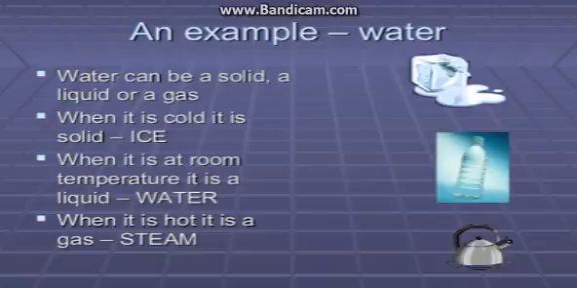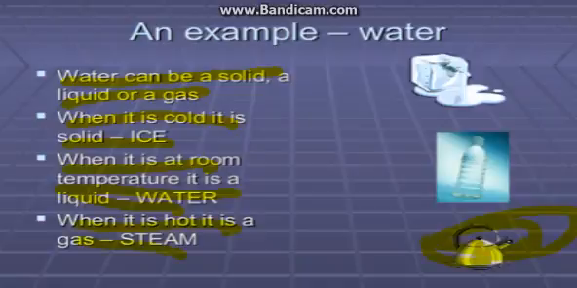An example, water. Let's move on to water. Water can be a solid, a liquid, or a gas. When it is cold, it is solid, which is ice. When it is at room temperature, it is a liquid, which is water. When it is hot, it is a gas, which is steam, like when you boil soup or something. Water is one of those unique things that can be a solid, a liquid, and a gas. Not all at the same time, or you'll just break the rules of life.